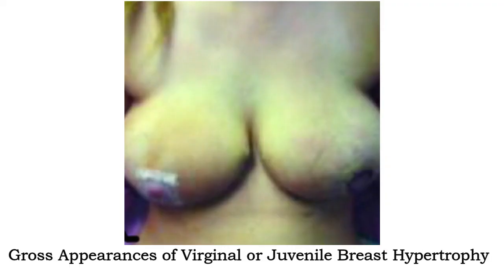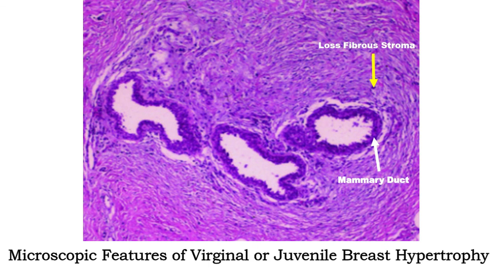Now this is the photograph which shows the gross appearance of virginal or juvenile breast hypertrophy. There is bilateral enlargement of the breasts. Now this is the photograph which shows the microscopic features of virginal hypertrophy of the breast. There is a mammary duct, marked with a white arrow, surrounded by rather loose fibrous tissue, marked with a yellow arrow.